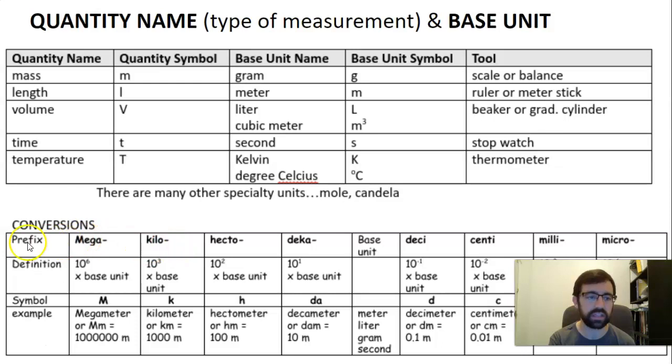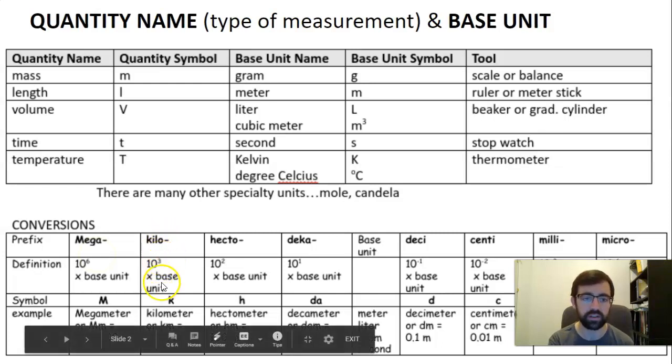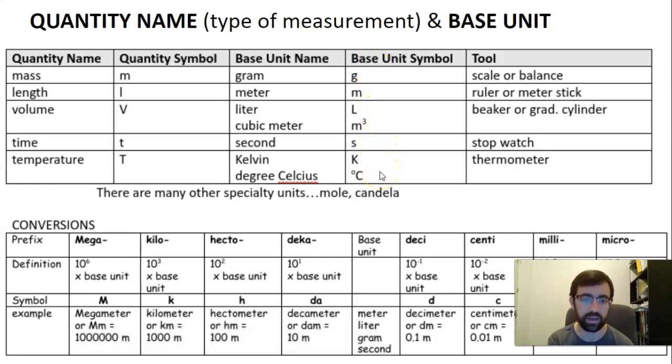I want you to look down here at the prefixes, okay? Mega is 10 to the 6th, or a million. Mega means a million. Kilo is 10 to the 3rd, that's 1,000. Hecto, which is h, means 100, 10 to the 2. Deca is 10 to the 1, or just 10. da represents deca. And then we've got our base unit. That's where you see all of these: grams, meters, liters, meters cubed, seconds, and then Kelvin.